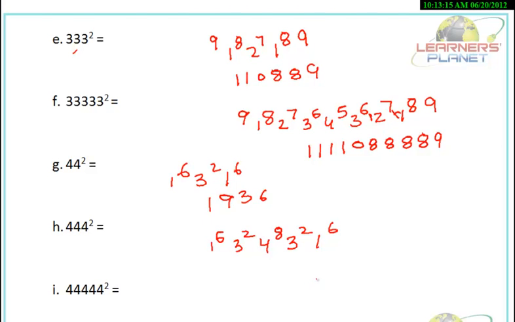Let's finish the calculation by adding the carryovers. It is 6, then 1 plus 2, 3, then 3 plus 8, 11. We'll write 1 over here and 1 will be carried. Then 4 plus 2, 6 and 1, 7. Then 3 plus 6, 9 and then 1. So what is the square of 444? That is 197136.